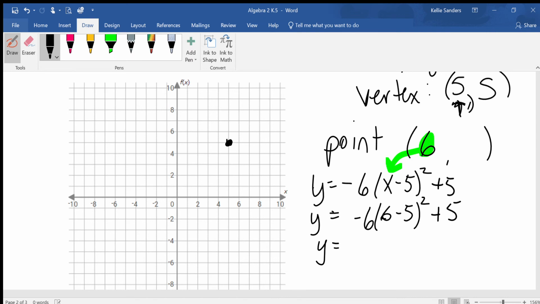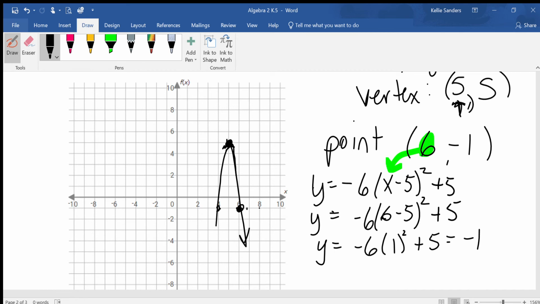Do the inside of the parentheses first, or put it in the calculator. 1 times 1 is 1. 1 times negative 6 is negative 6. Negative 6 plus 5 is negative 1. So when I put positive 6 in, I got negative 1 out. So positive 6, negative 1 is right there. So the other one's going to be right there. And it looks like that.